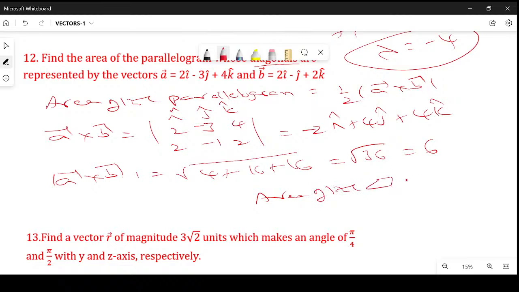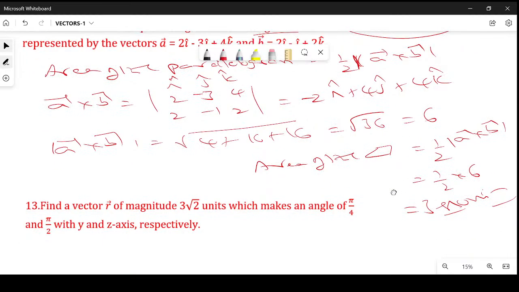You can write area of the parallelogram equal to mod 1 by 2 mod a bar cross b bar. Mod a bar cross b bar. So 1 by 2 into 6, it will be 3 square units. Your answer is 3 square units.